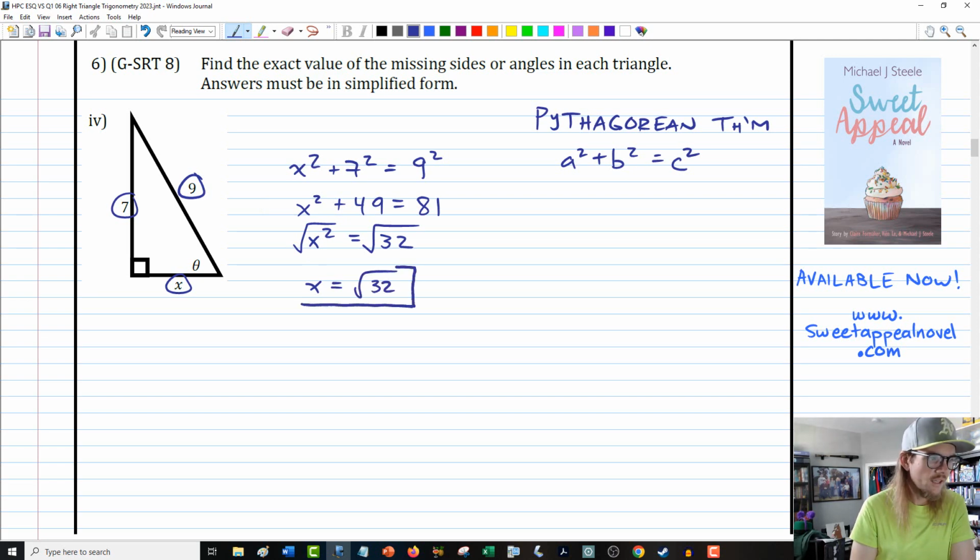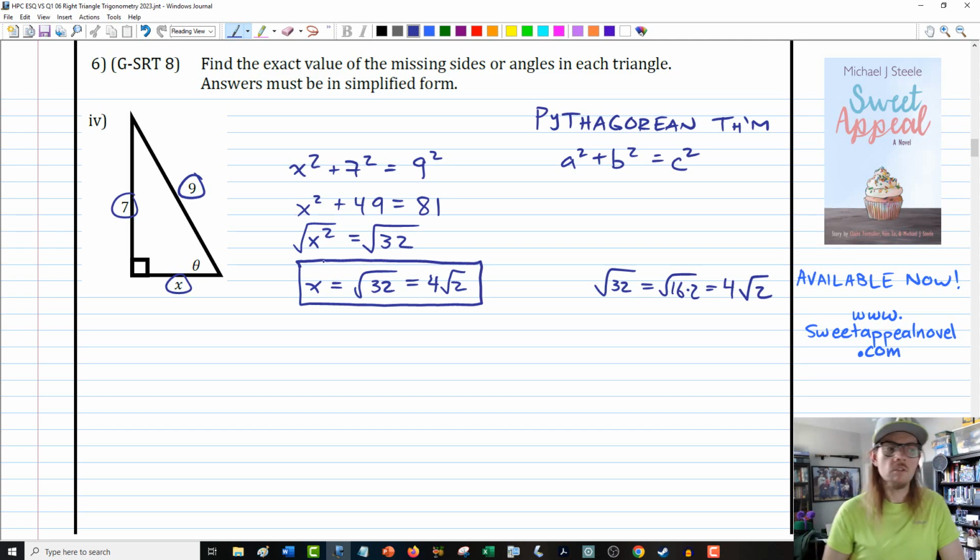That is an acceptable final answer, except that you can break this down a little bit further. Keep in mind the square root of 32 is the same thing as the square root of 16 times 2, which is the same thing as 4 square root of 2. So if you did want to simplify this completely there, and it does say answer should be in simplified form, that might be what your teacher is talking about here. So I'll write both of them here. You'll have to consult your specific teacher to know whether one version is acceptable over the other. But there is our first answer.